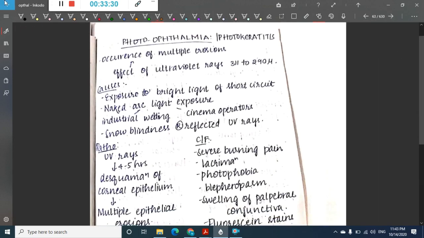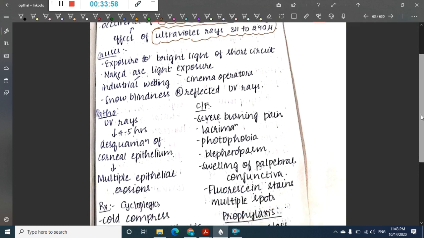Next, the disorder is photophthalmia or photokeratitis. What is this? In this, multiple erosions are seen. These are mainly occurring due to UV rays, 311 to 290 nanometers. These UV rays cause multiple erosions of the cornea, causing photophthalmia or photokeratitis.